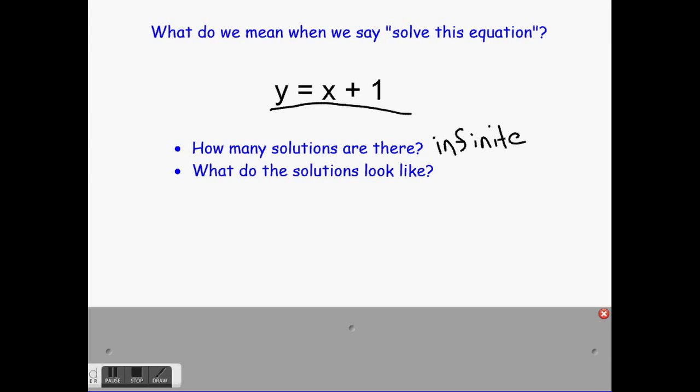But the way that we write this is we call it an ordered pair. So we write it like this. Your x value first, y value second. X comma y, right? So that's how we do that. That's what solutions to this look like.